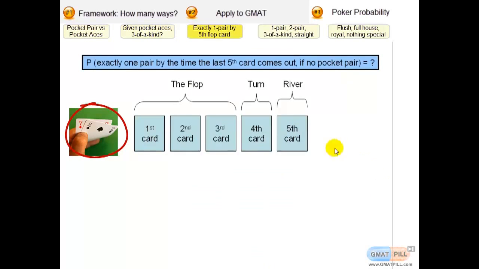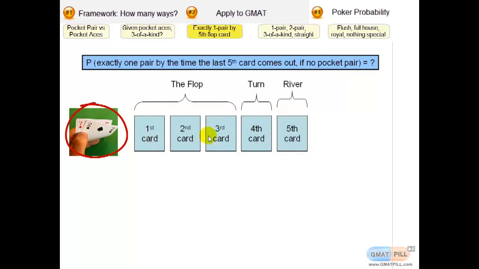Now, let's say you don't have a pocket pair. If you don't have a pocket pair, what's the probability of getting exactly 1 pair by the time the last 5th card comes out? So in Texas Hold'em Poker, you're given a flop on the board, so 3 cards.